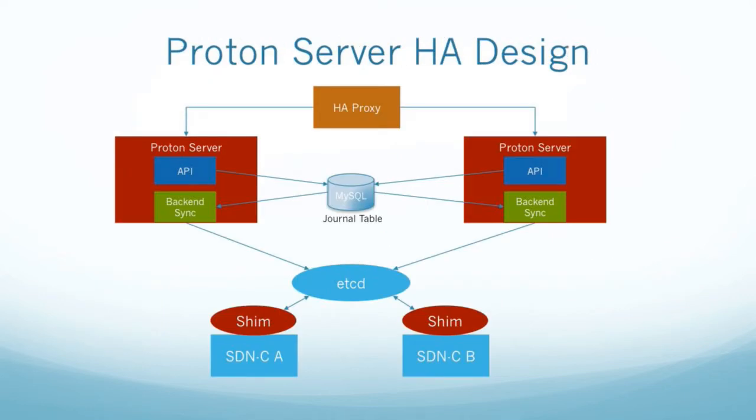Okay. One last thing I'll talk about is the Proton server is designed with HA and load balancing in mind. We should be able to sit behind an HA proxy. We use a journal table and a common MySQL database to synchronize the backend updates to etcd. And it's important, if you have multiple Proton servers, they could get out of sync. So we use a journal file to synchronize the updates to etcd to maintain consistency.